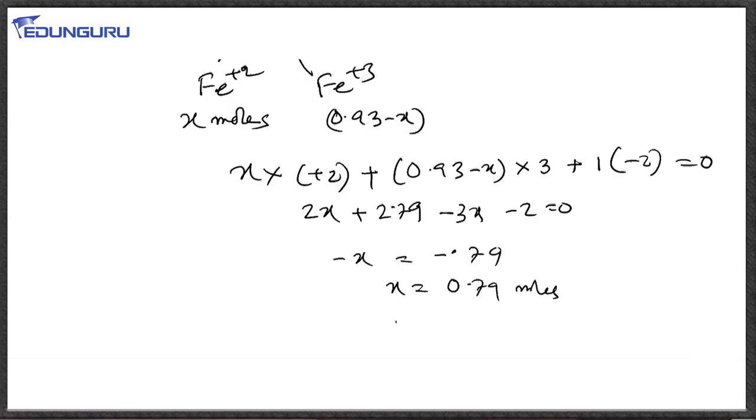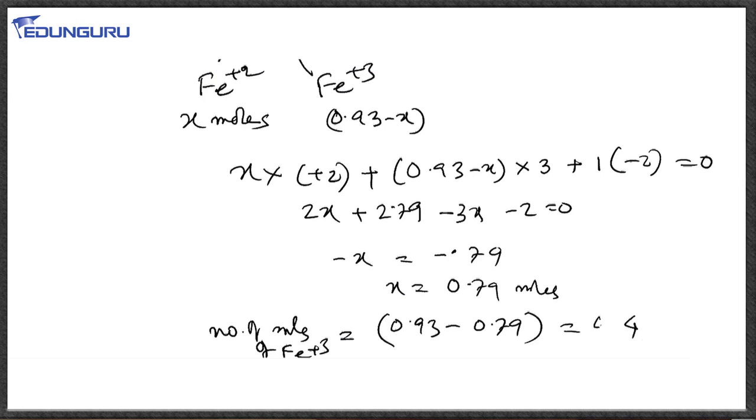So, that means what? Then percentage. Along with that we can also calculate the Fe+3, that is nothing but 0.93 minus 0.79 moles, that gives you number of moles of Fe+3, that is equal to 0.14 moles. So, therefore, finally the answer will be in the percentage.